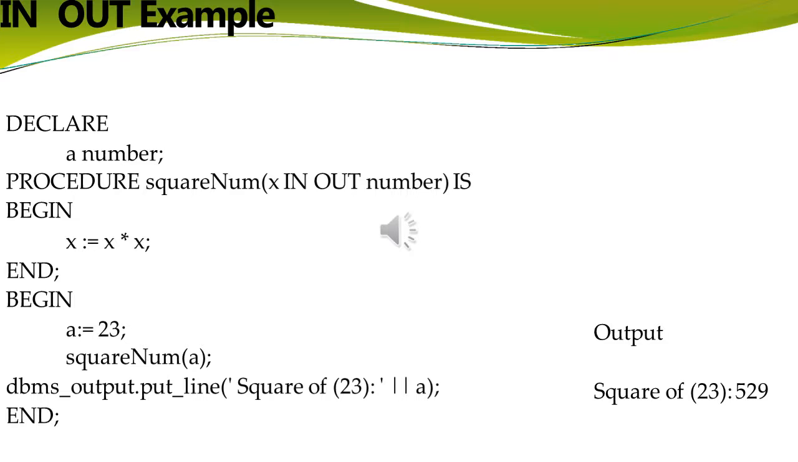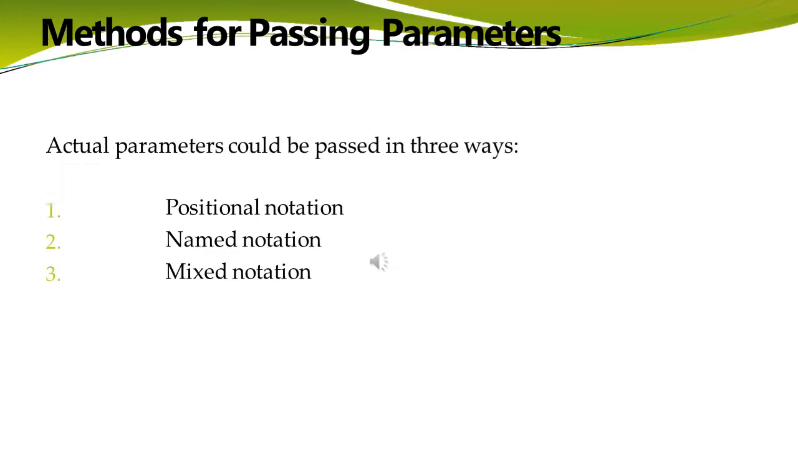So declare a number, procedure squareNum(x IN OUT number) is begin, x := x * x; end; begin, a := 23, squareNum(a), dbms_output: square of 23. When the above code is executed at the SQL prompt, it produces the following result: square of 23 is 529. Next topic is methods for passing parameters.